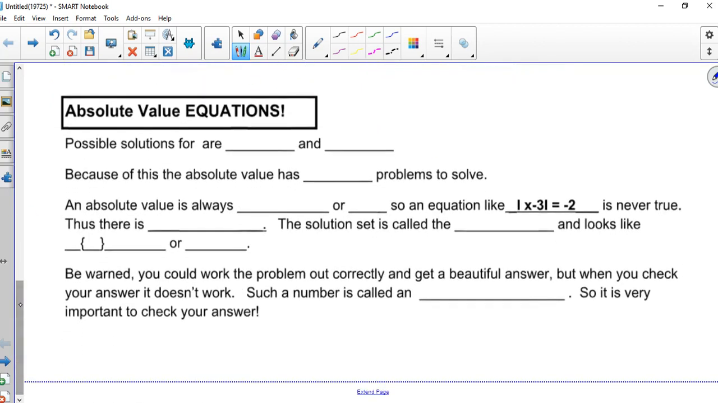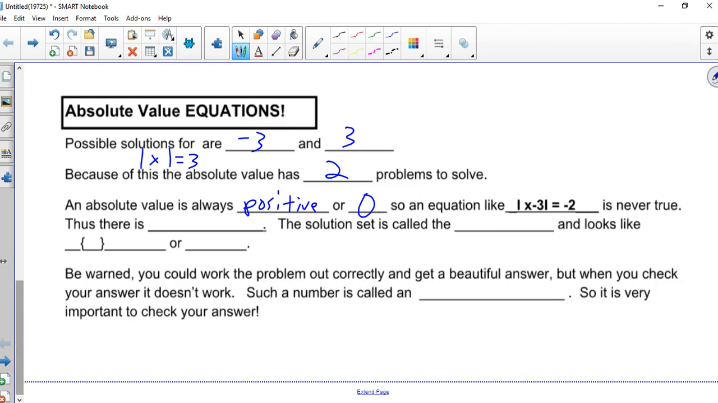Okay, equations. So, possible solutions for, I don't know what happened here, it's not like it's on your paper: the absolute value of x equals 3. Well, the numbers -3 and 3 are both 3 spots away from 0. Because of this, the absolute value has 2 problems to solve. An absolute value is always positive, we already said that. Or it could be 0, because 0 is 0 spaces away from itself.